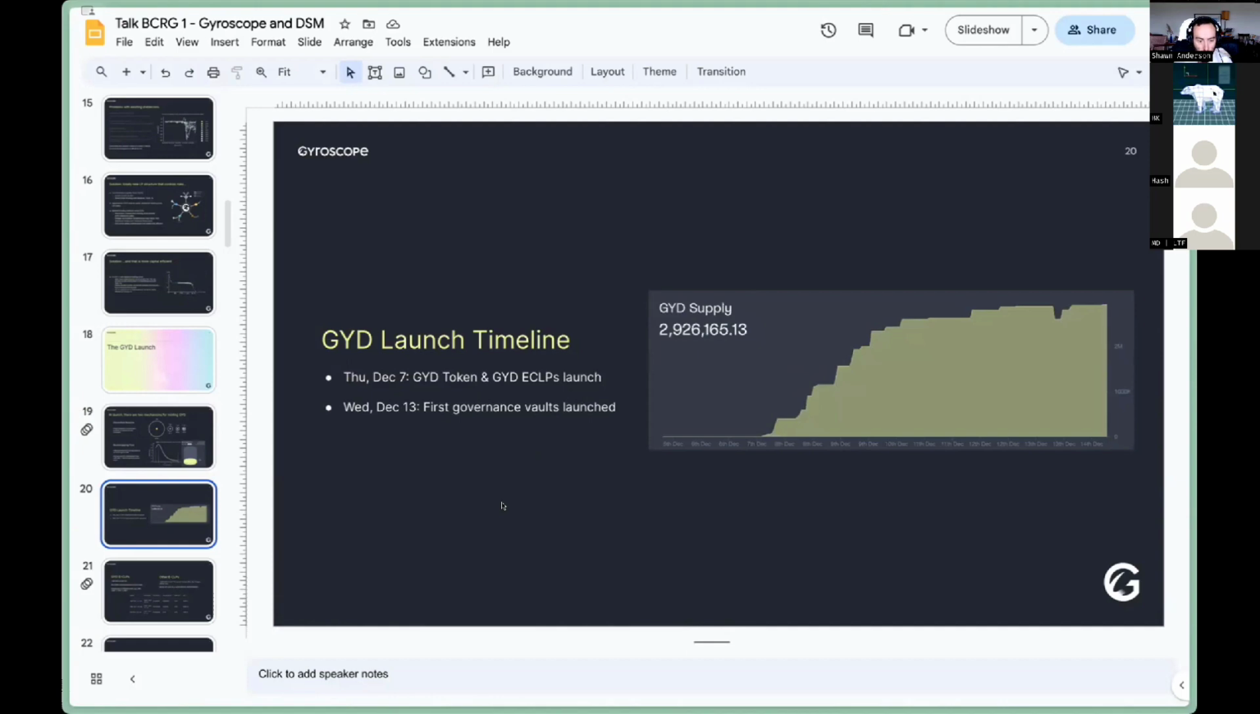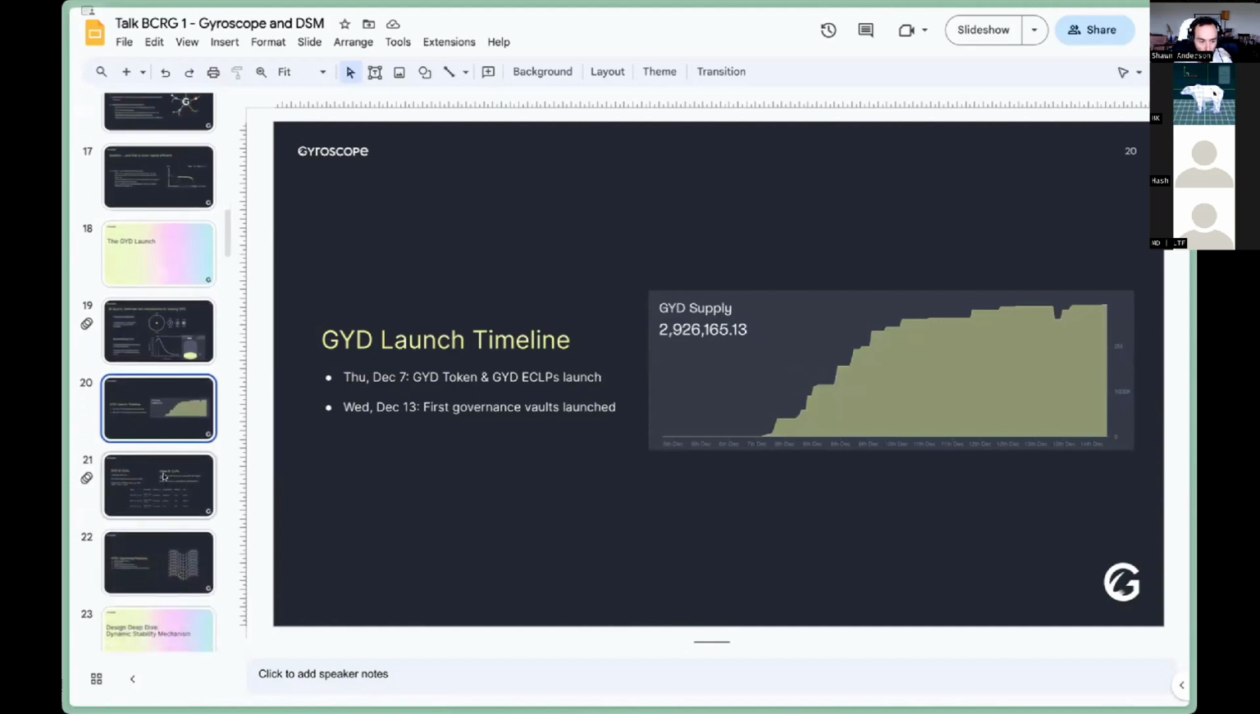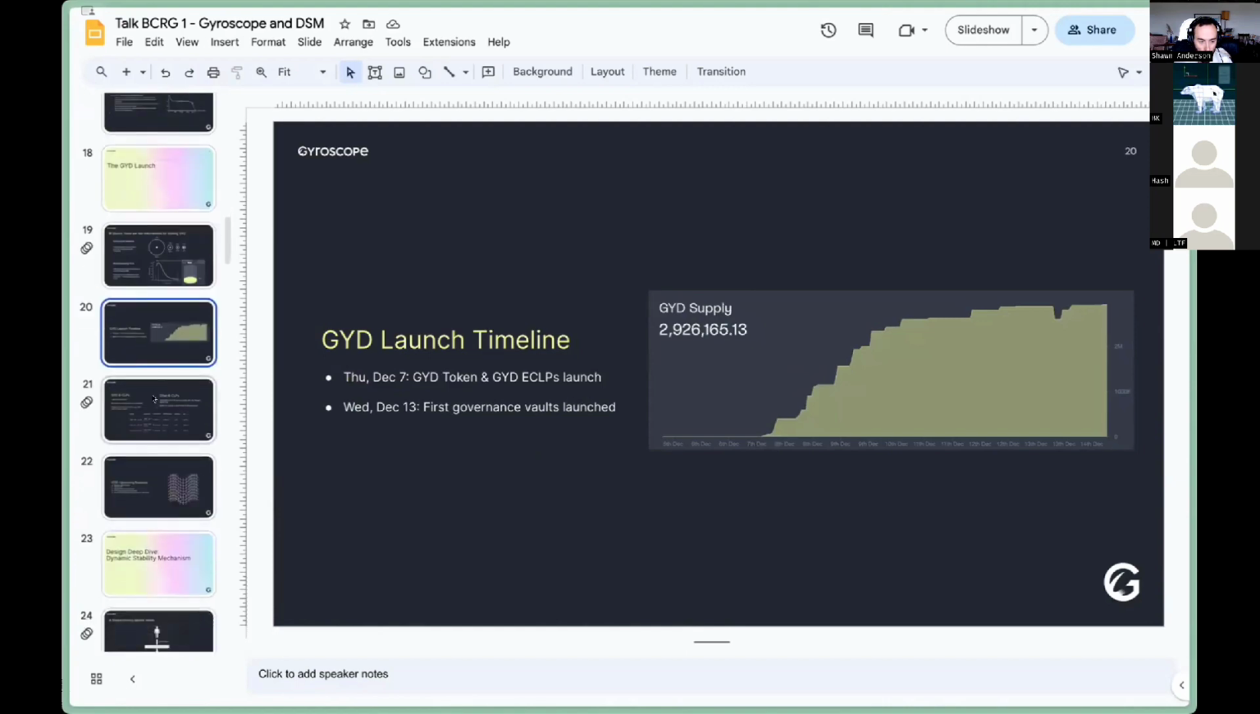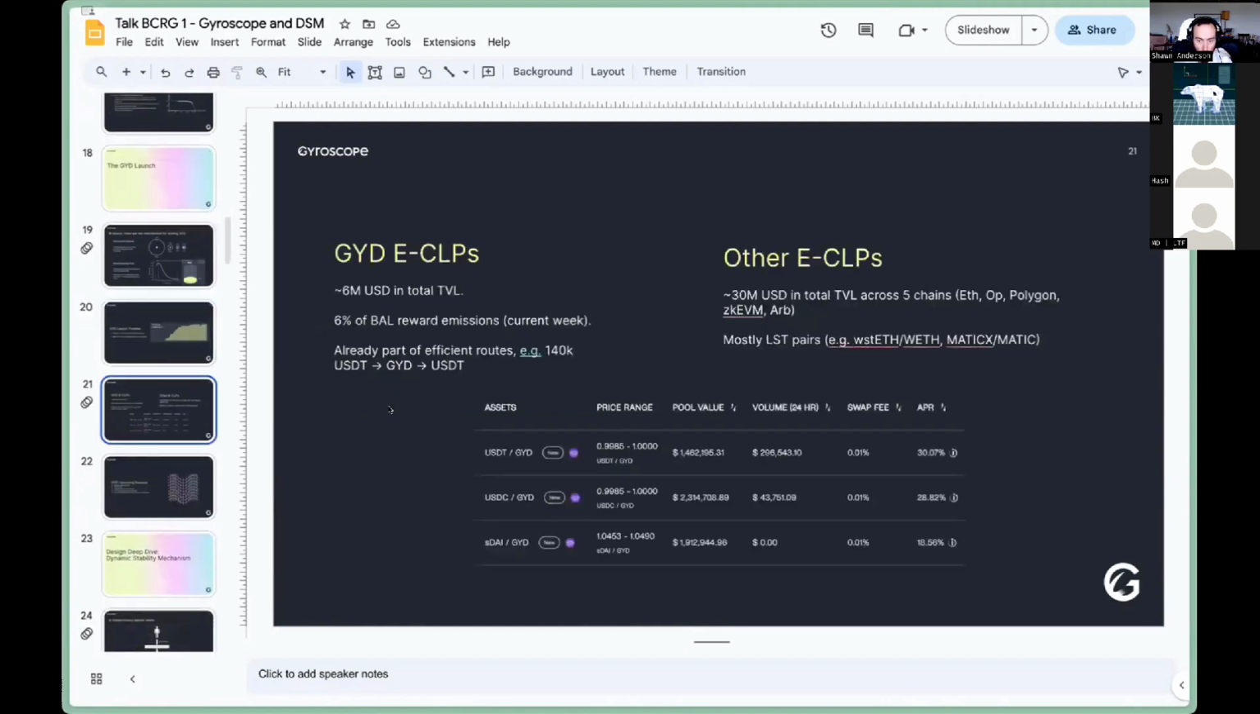Last Wednesday, we released the first part of the governance system. The governance system has these different vaults that represent different stakeholders in the system. The first ones were deployed, and the next ones are going to be deployed pretty soon, a couple of weeks maybe. Right now, the ECLPs that map an asset against GYD have about 6 million in TVL. We have some other ECLPs that we deployed earlier, and they have about 30 million TVL. These are mostly pairs against liquid staking tokens, or something like wrapped staked ETH against wrapped ETH.